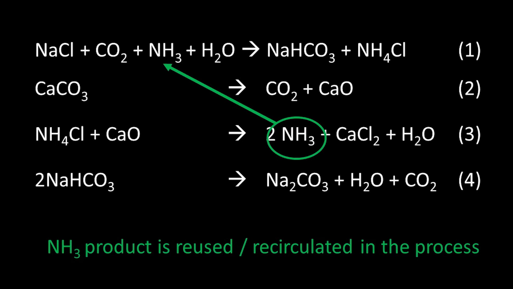We didn't even list ammonia as one of the reactants, since it is just part of the process that recirculates. You can also see that the only two products that are not used in subsequent steps or recycled back into the process are the soda, or the calcium carbonate, and calcium chloride.